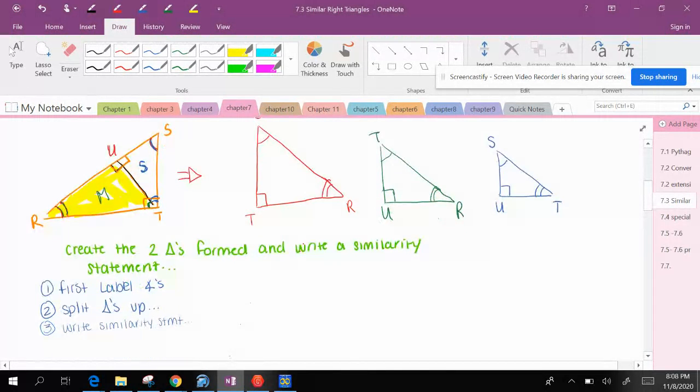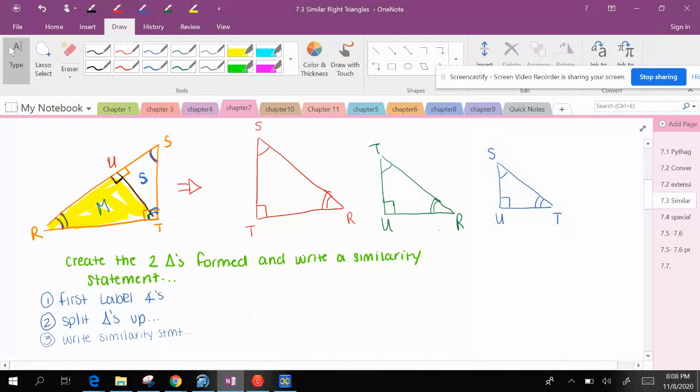Now we're going to make a similarity statement. What do you think the similarity statement is? Using the pattern, triangle STR is similar to what other 2 triangles? Nicely done. If you said triangle TUR is similar to triangle SUT.